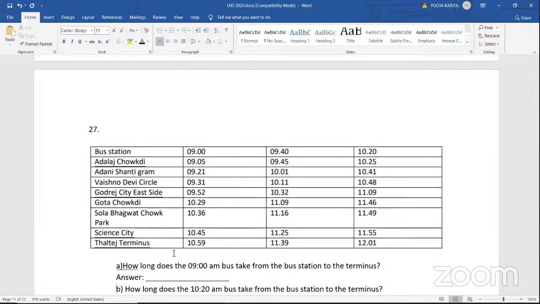1 hour 15 minutes. It's 9 to 10 is 1 hour. Nine to 10, 15. Where is 10? Did 59, no? Last one. 9, bus station to the terminus, last one. So 9 to 10 is 1 hour. 10 to 10:59 is 59 minutes. So it will be 1:59. Correct?